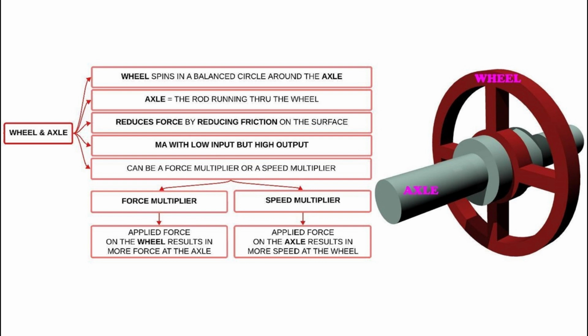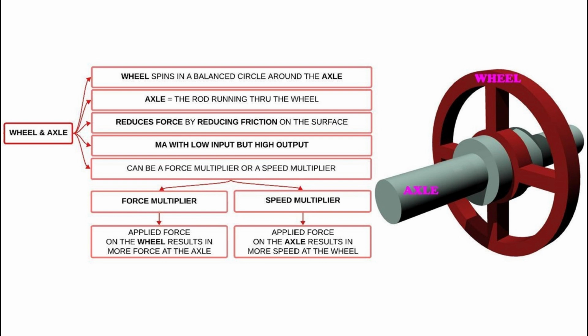The next one is the wheel and axle. The wheel spins in a balanced circle around an axle. That means the wheel can't be lopsided. The axle is the rod running through the wheel. It reduces force by reducing friction on the surface. The mechanical advantage is a low input but high output.